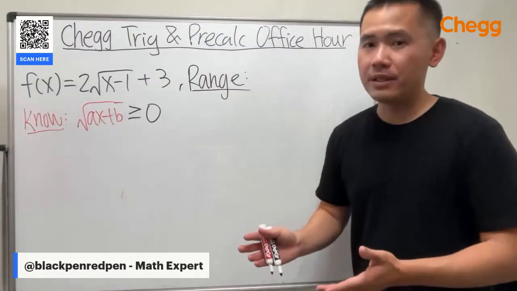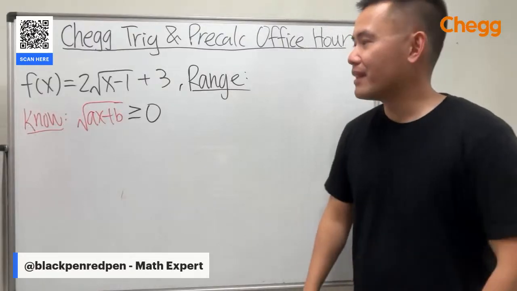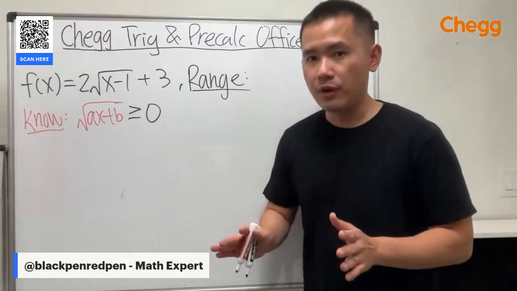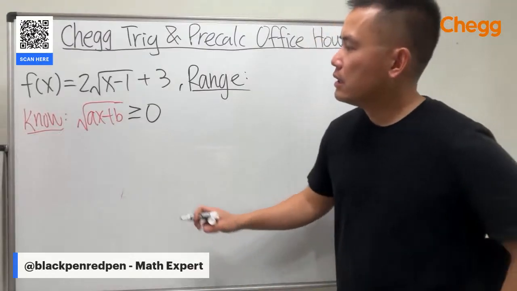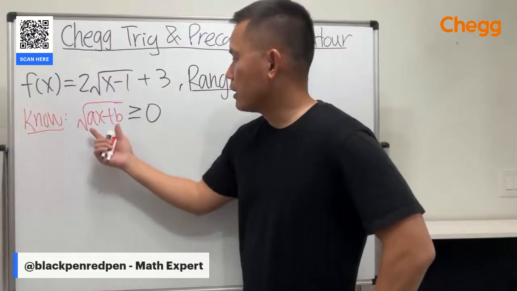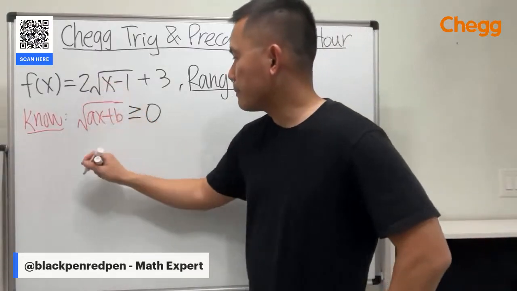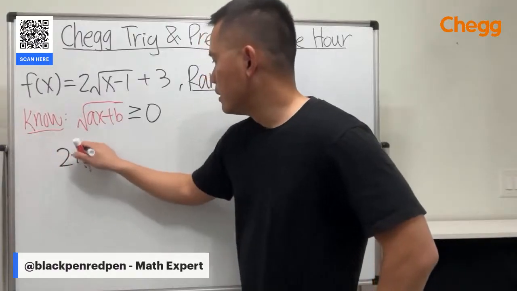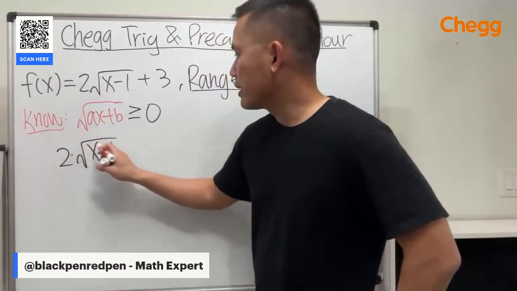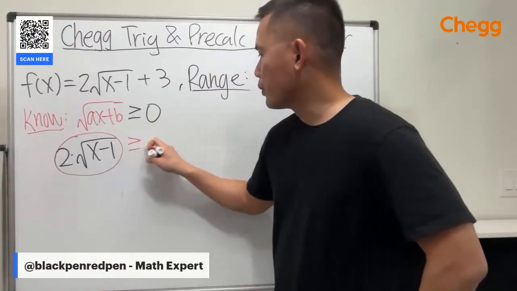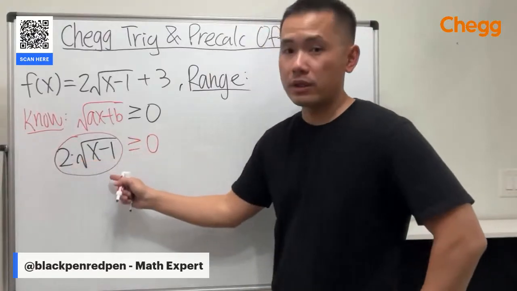Maybe that will be a good topic that we go over next time. But today, it's just for the simple functions, meaning linear functions. So if you look at this right here, this portion is going to be greater than or equal to 0. And when you multiply that by 2, this right here will just be greater than or equal to 0 because it's 2 times that quantity.